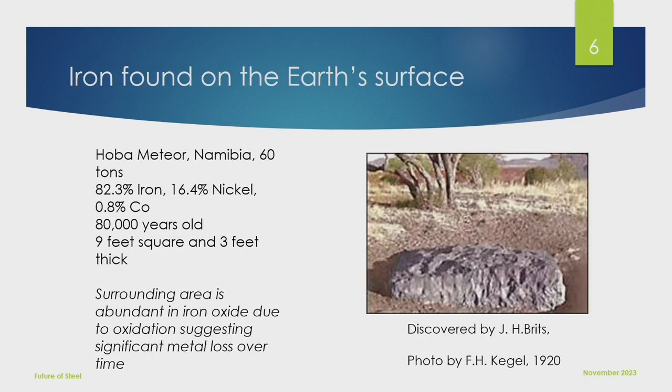If we go further than this and go to Namibia, you can find this one. And this one's about 80,000 years old. This time it's 82% iron, 16% nickel, 0.8% cobalt. And this is the one that you can see very straightforwardly because in the early pictures, you can see the surrounding dirt is all iron oxide as this starts to oxidize. So we can say, okay, we have iron from the stars. There's not enough of it to be useful to us, although early man liked this.